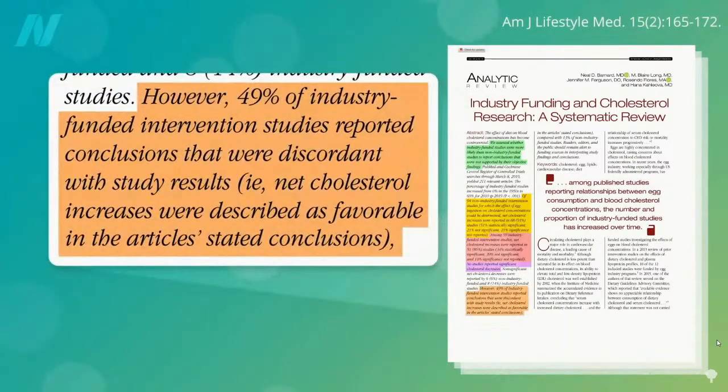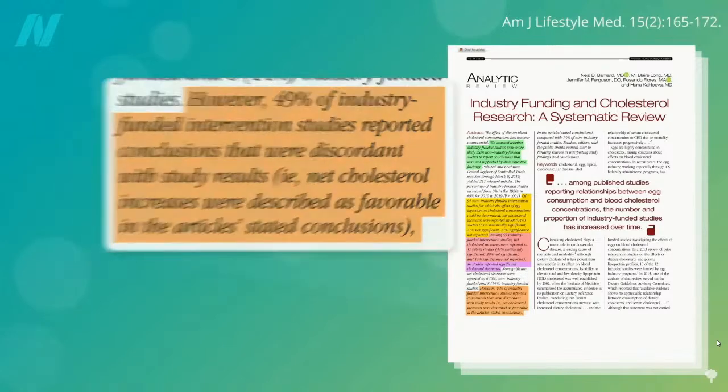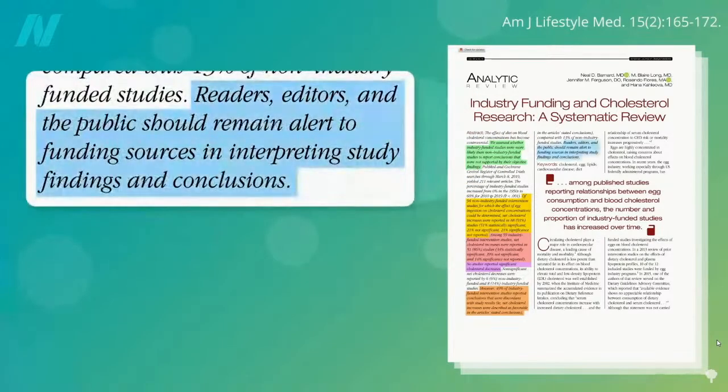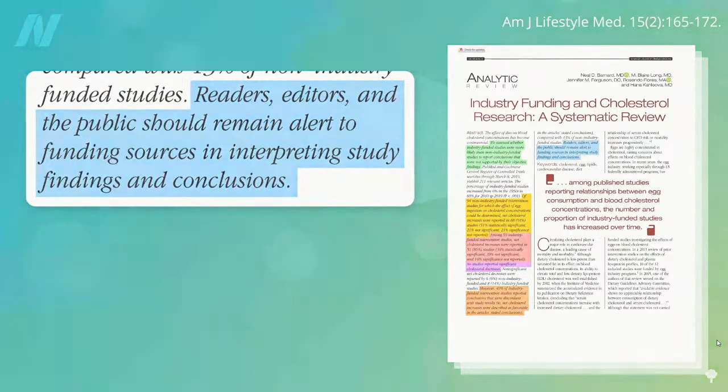Okay, but here's the crazy part. About half of the industry-funded studies reported conclusions that were discordant with their own results. In other words, they found that cholesterol went up, but if you read their conclusions, they exonerated eggs. That's why you can't just read the abstract. You actually have to see what they found. Readers, editors, and the public should remain alert to funding sources in interpreting study findings and conclusions.